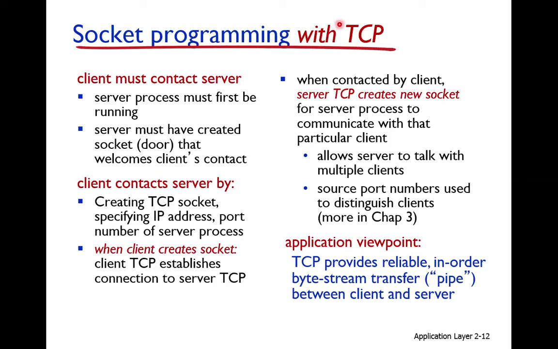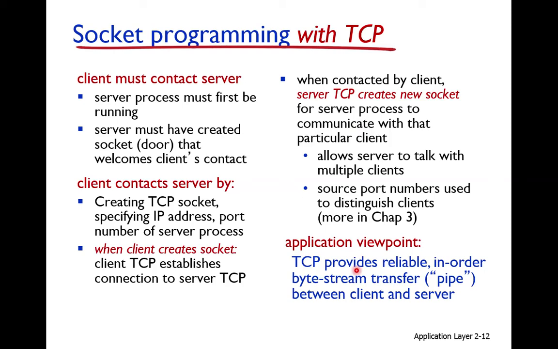TCP's difference from UDP is, first, that the client should establish a connection with the server. This is the first difference. The second difference is that when the client request arrives, the server accepts the request for connection establishment and creates another socket for the client. So for each client there is a separate socket, and the previous socket is used for connection establishment only. This is the second difference.